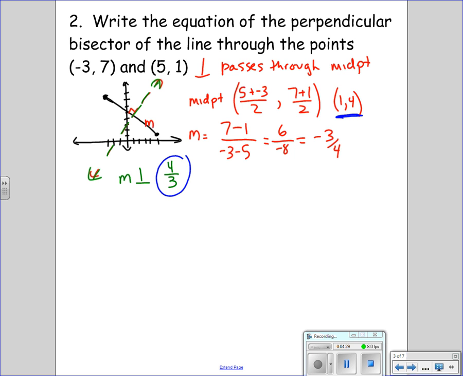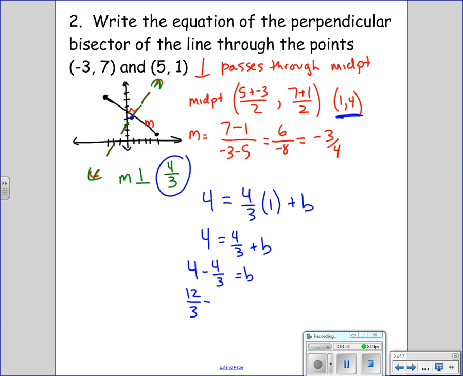So now what we have is we have our slope, we have our point. The equation goes through the point (1, 4) and has a slope of 4/3. So I plug in 4 for y, 4/3, and 1 for x. Solve for b. 12/3 is equal to 4. So that's going to be 8/3. So y equals m, the new slope, our perpendicular slope, x plus 8/3.